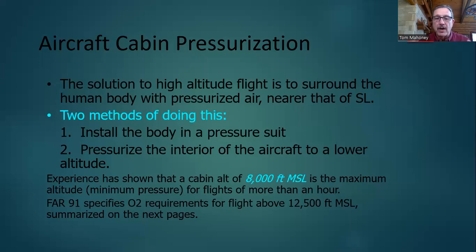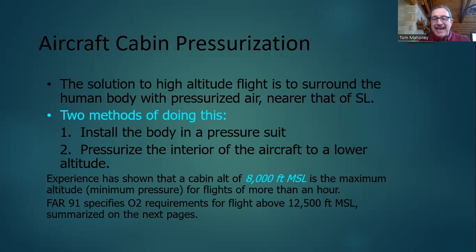Install the body into a pressure suit like the astronauts have, or the U-2 pilots are flying around with, because they're flying well above 40,000 feet. 50 to 60,000 feet are normal flight altitudes for those guys. They don't have time to put an oxygen mask on, so they're going to sit in a pressure suit. And then they also, for those guys, actually partially pressurize the cockpit that they're sitting in.